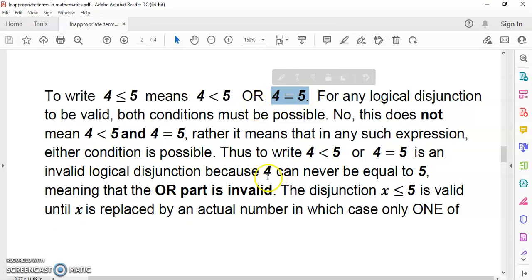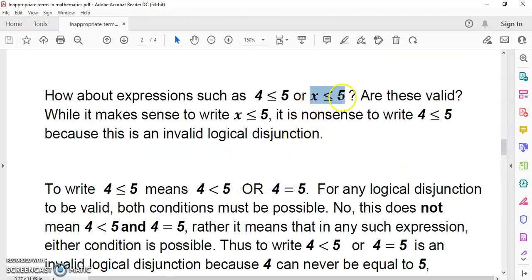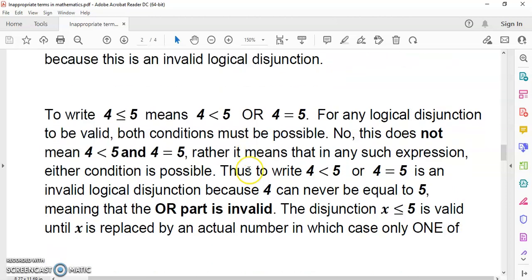I'm not saying that the "or" means both this condition and this condition. It doesn't. It means either of them or both. But in this particular case, it cannot. The second condition is invalid because 4 can never equal 5. So for any logical disjunction to be valid, both conditions must be possible. It doesn't mean that they must both occur, only that they must be possible. And this can only happen if you use a placeholder such as x. For example, if you say x is less than or equal to 5, that's fine to use.